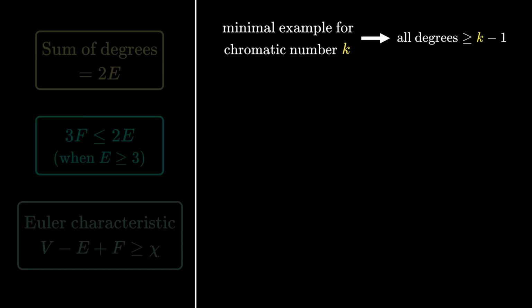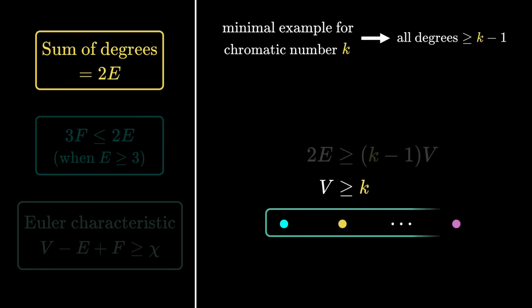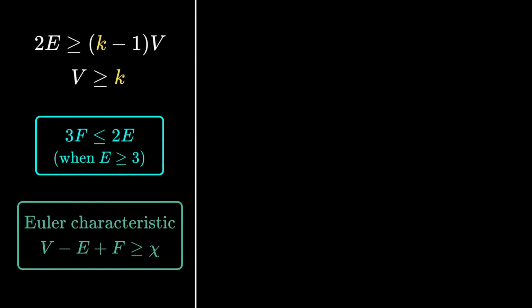If we now use the fact that the sum of degrees is 2e, then because individually the degrees are at least k minus 1, 2e is at least (k minus 1) times the number of vertices. Just one other inequality. v has to be at least k, because if you have v vertices, you don't need more than v colors, so k is at most v. So these are all the inequalities we need, and the final steps are just massaging them.